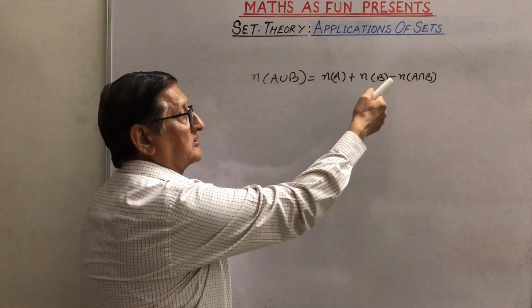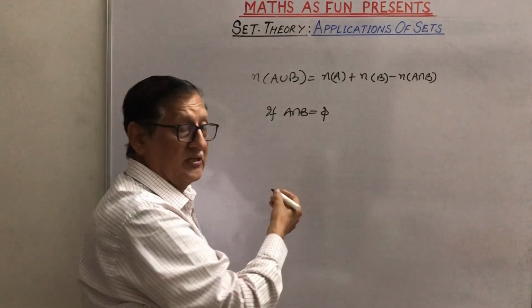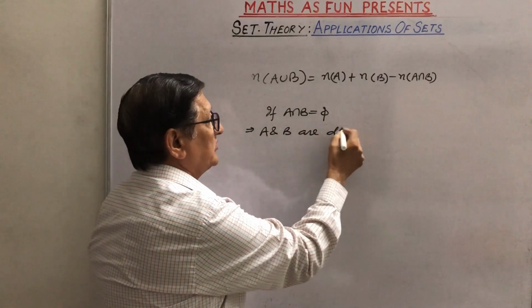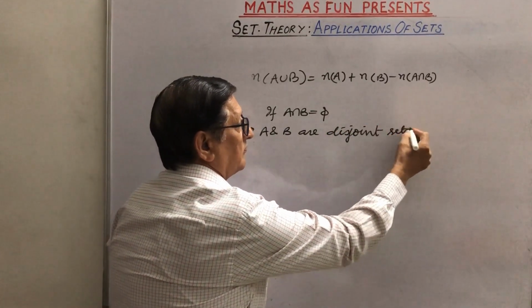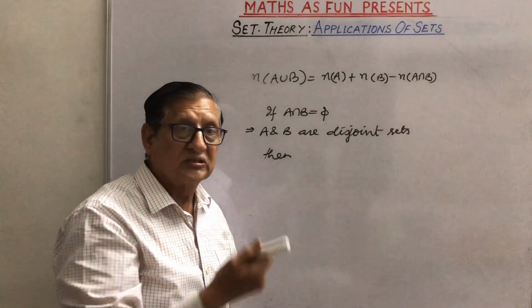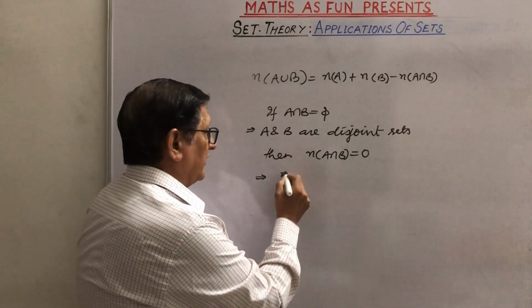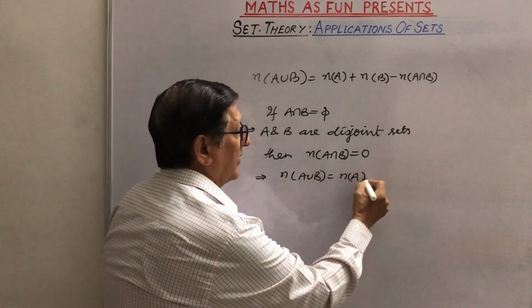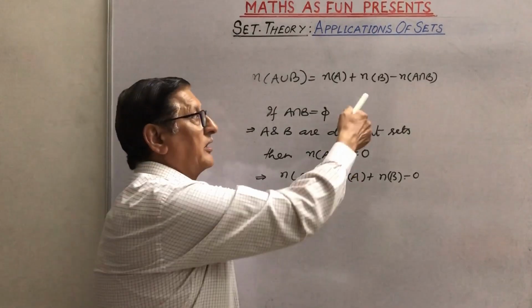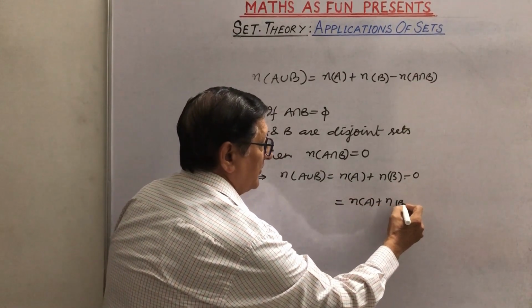In case we have A intersection B as phi, it means A and B are disjoint sets. Then what will happen? We know that empty set does not contain any of the elements. It means number of elements in A intersection B is 0. And then we can say that n(A union B) is equal to n(A) plus n(B) minus 0, because A intersection B is phi and n(A intersection B) is 0. And hence we can say this is equal to n(A) plus n(B).